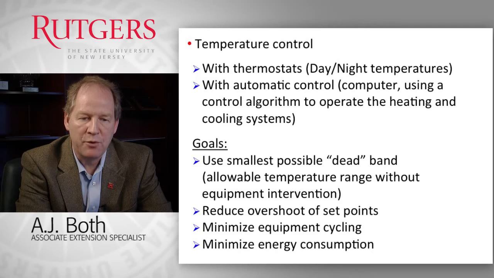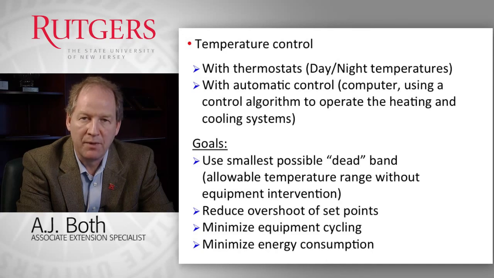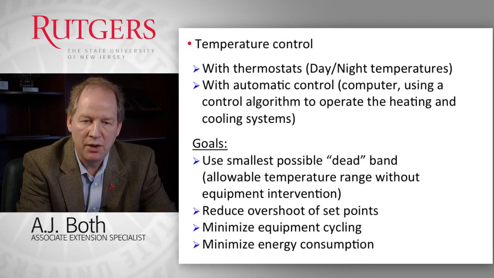The goal of temperature control is typically to work with the smallest possible deadband. And the deadband means the allowable temperature range that we use without equipment intervention. And what I mean with that is when you think about controlling the temperature in a greenhouse, let's say we want to control the temperature at 70 degrees Fahrenheit. If the temperature dropped below 70 degrees, we would turn on the heating system, and if the temperature was above 70 degrees, we would start a ventilation system to maintain our target set point.